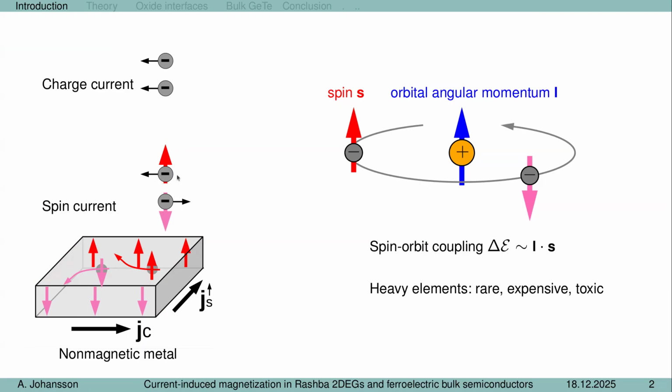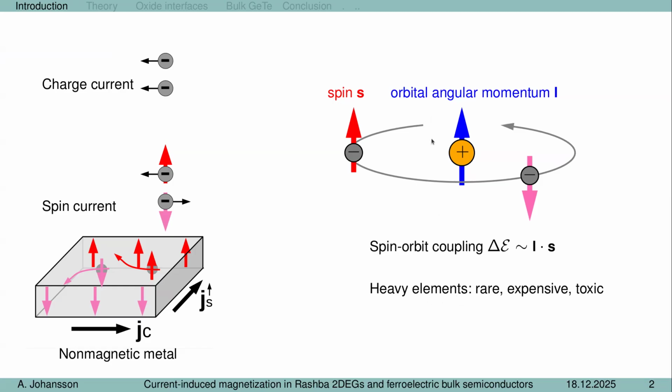And if we want to generate such spin currents in non-magnetic materials, then usually we need spin-orbit coupling, which can be considered like a correction term to the Hamiltonian. And this spin-orbit coupling term is quite important for spin transport phenomena. Usually we need heavy elements providing large spin-orbit coupling, and their disadvantage is they are usually rare, expensive, or toxic, which is not so ideal for potential applications.